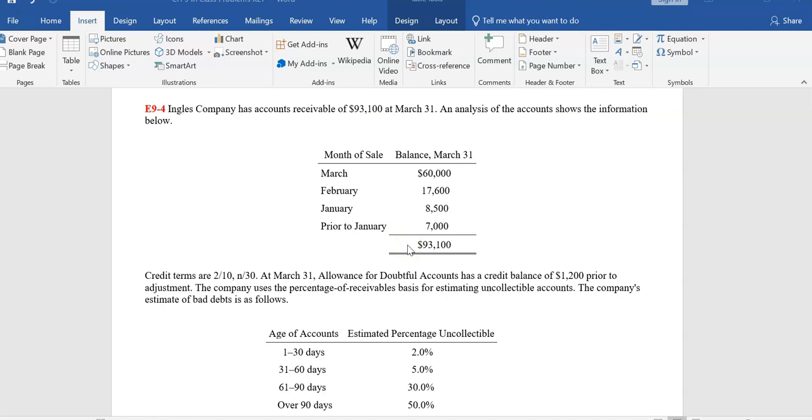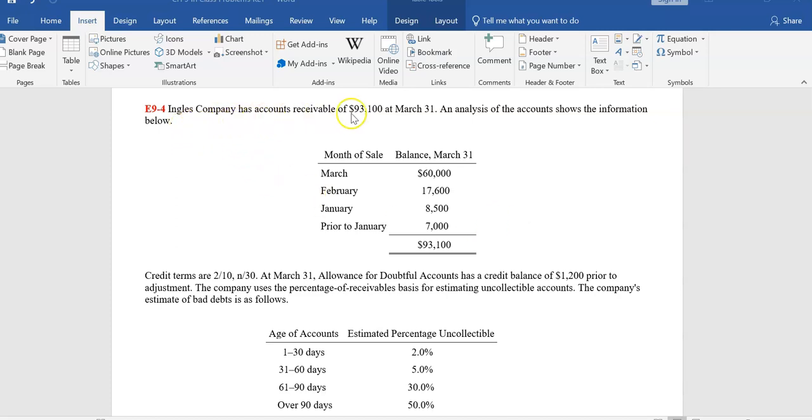Okay, we just worked with the percentage of sales method and the percentage of accounts receivable method for calculating bad debt expense. This problem is going to have us using the percentage of aging of accounts receivable. And really, this is just a variation of the percentage of accounts receivable method.